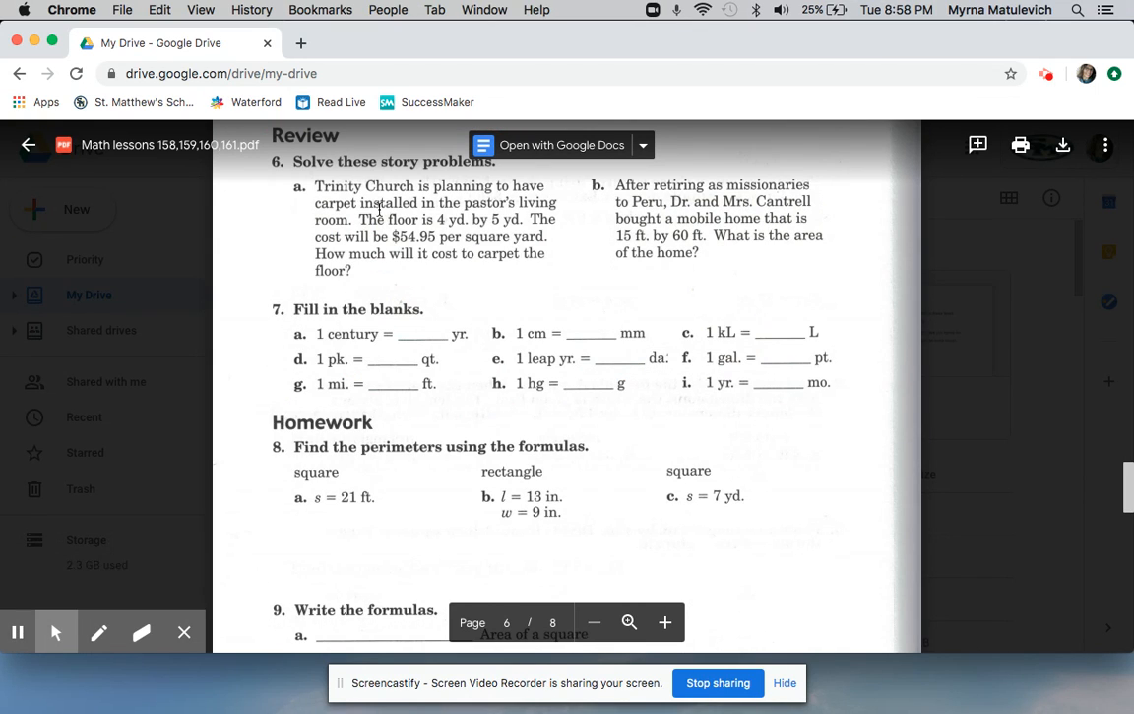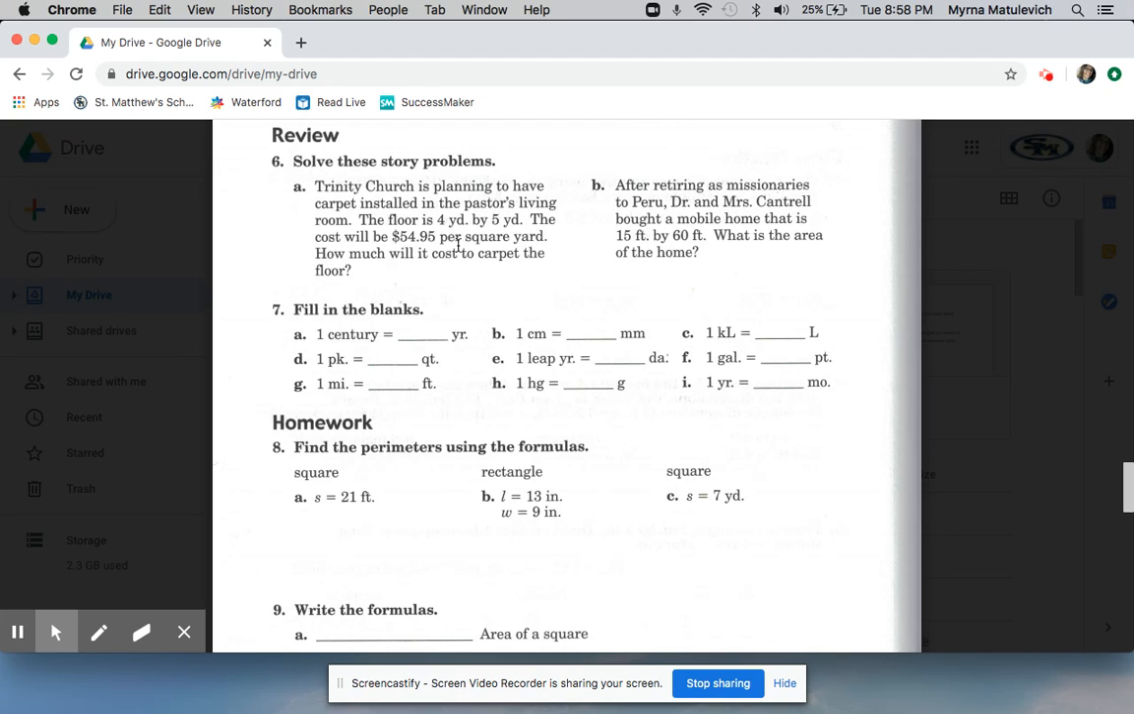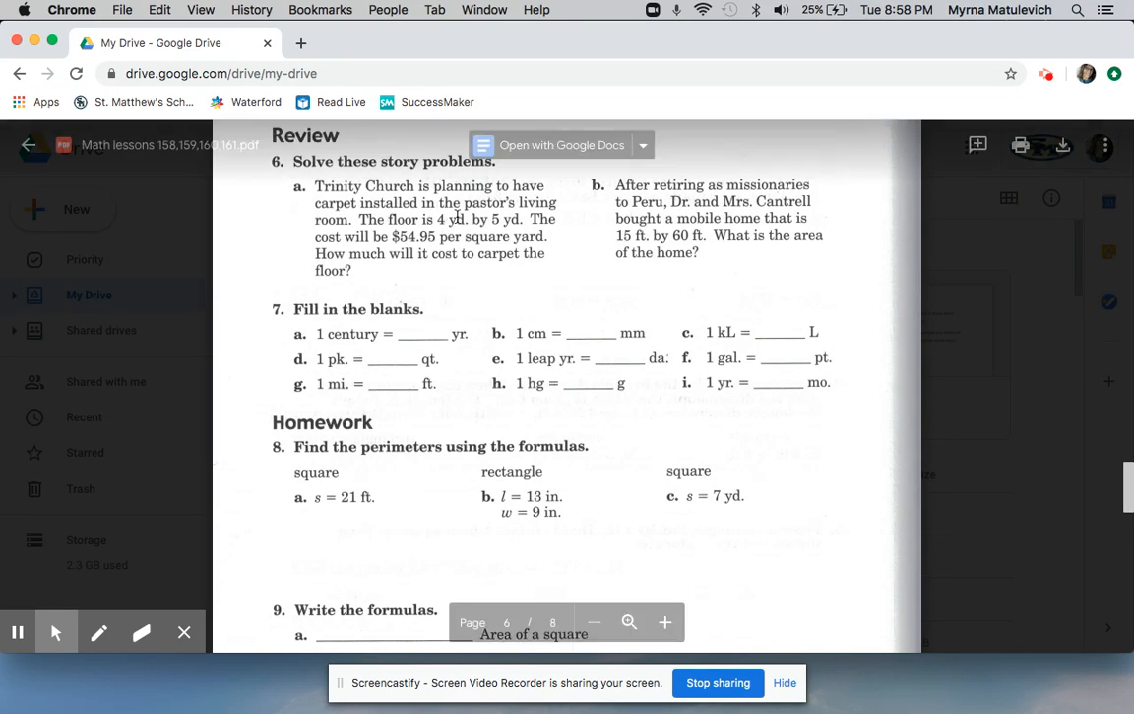Review. Solve these story problems. Trinity Church is planning to have carpet installed in the pastor's living room. The floor is 4 yards by 5 yards. The cost will be $54.95 per square yard. How much will it cost to carpet the floor? So this is a perfect example where knowing the formula for the area of a rectangle will help you figure out the cost to carpet a room.